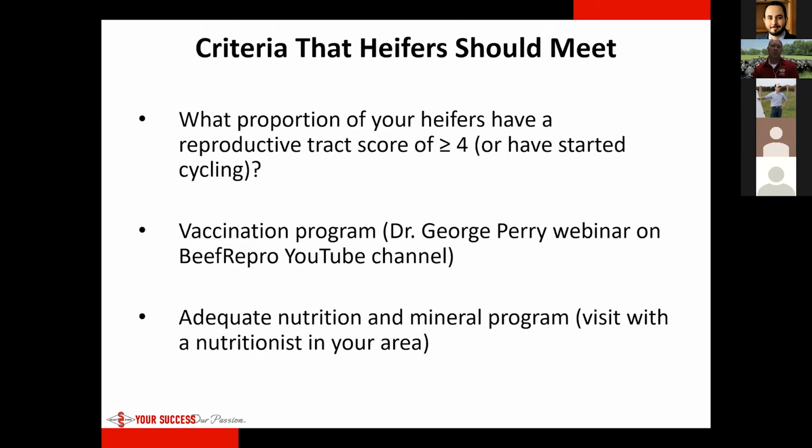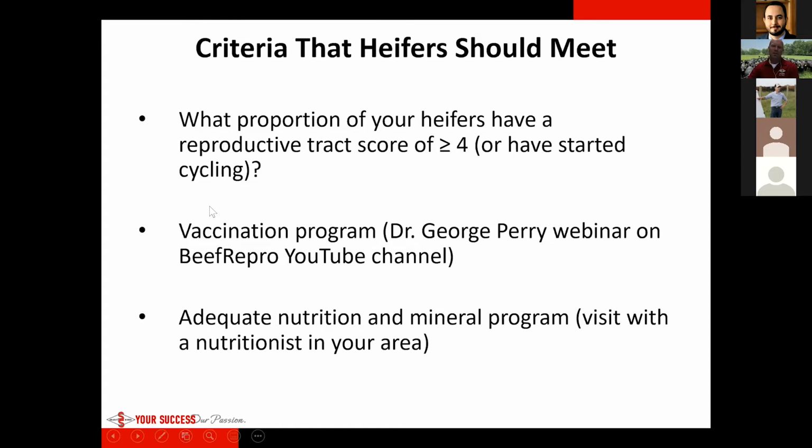Another way to do this as well is maybe put estrus detection patches on those heifers just to get an idea of how many of those heifers are cycling before you start a synchronization program. Ideally, you'd like to see close to 50% or more of them cycling before you start a synchronization program.